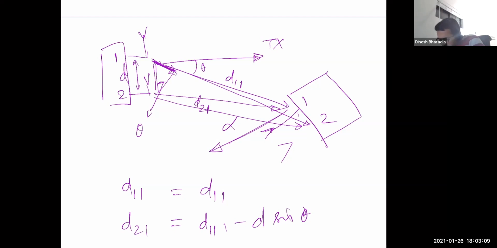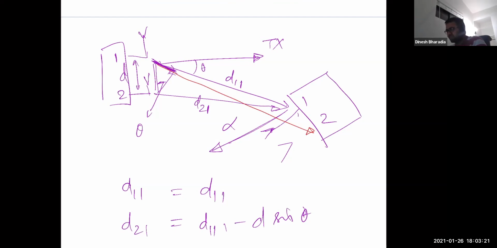Let me erase a few things here. I'm going to use a different color. So now let's take an example of d12. This is your d12, the one in red. What is this additional distance traveled here? Now this angle is alpha. Somebody want to take a guess? What is this additional distance? Let's say this is your alpha. This is 90 minus alpha.